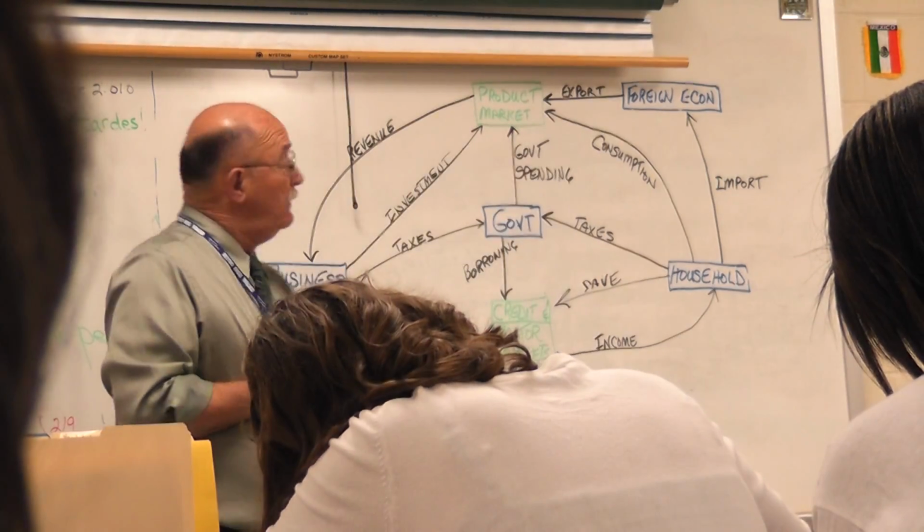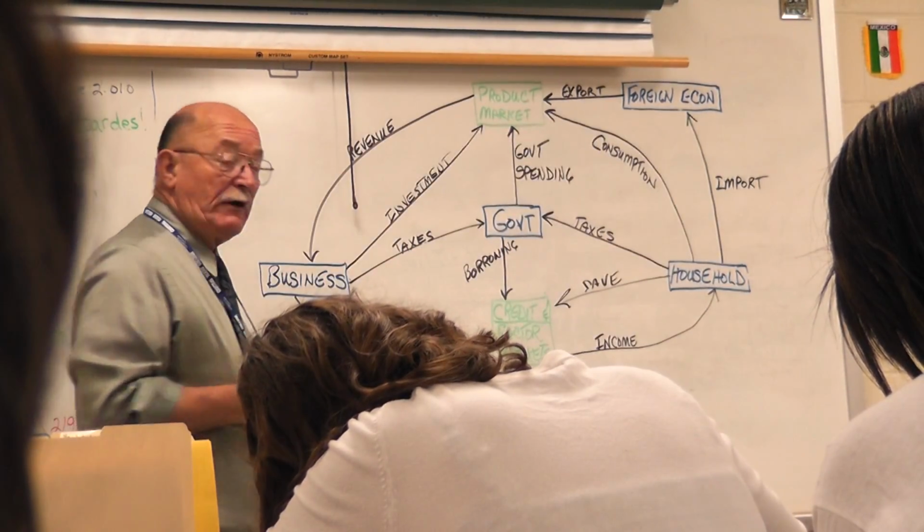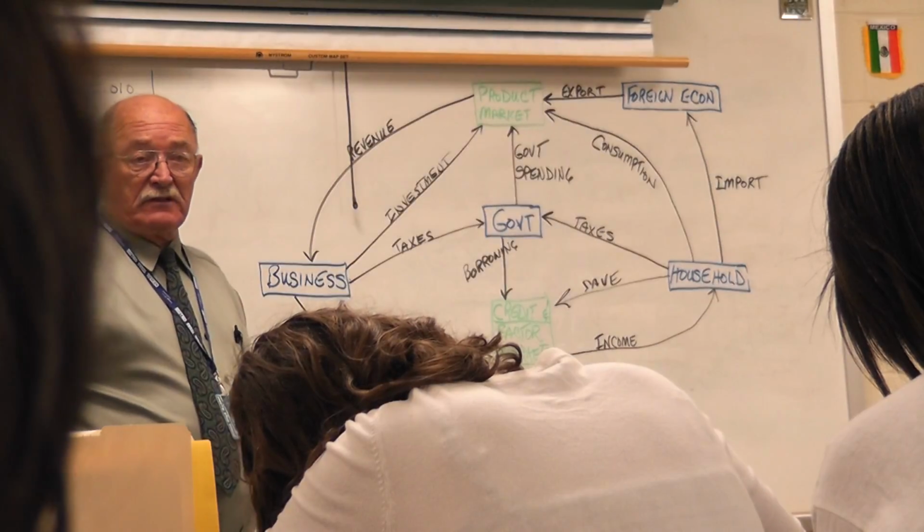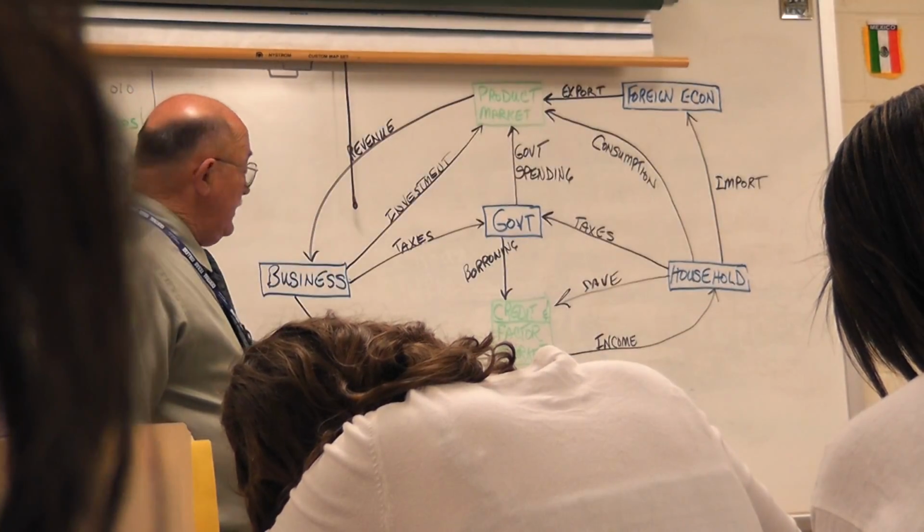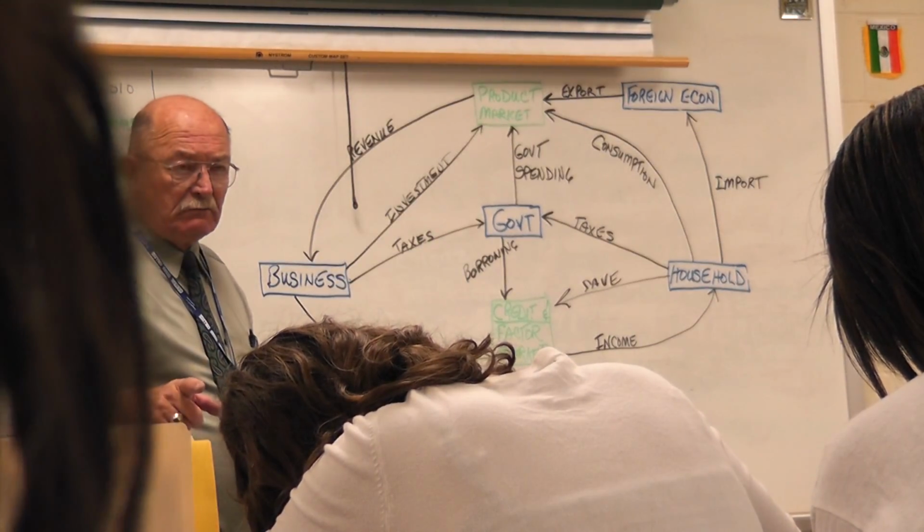Hopefully, revenue is going to be greater than the factor payments. Revenue will be greater. If it's not, you're losing money. And you're going to be looking for a new job soon. Because the whole idea is profits. The difference between this number and this number is profit, which is good.